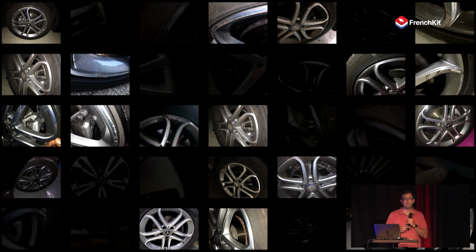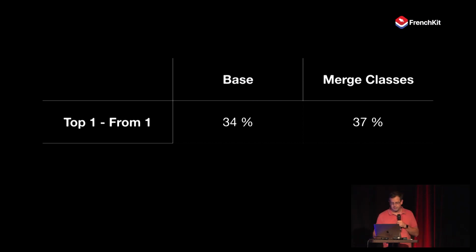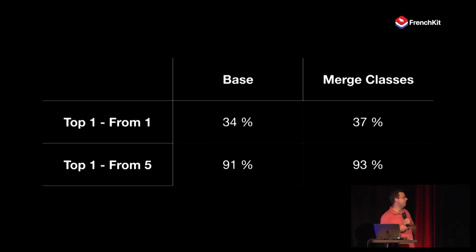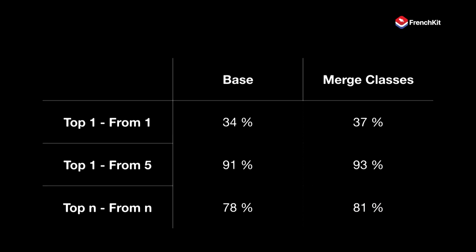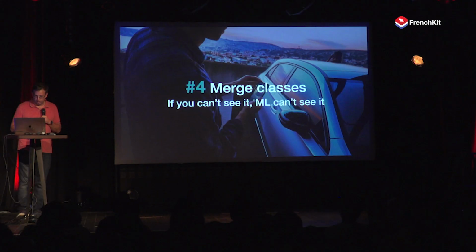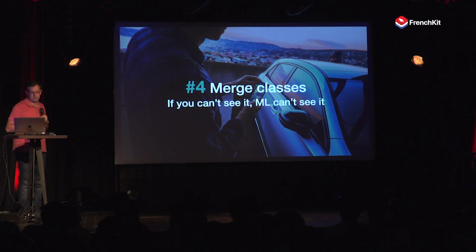It's quite impossible to detect which one is which. So when you face that, the only solution is to merge your folders, to merge your classes, to improve the result of the machine learning model. And if I do that, I improve significantly all my metrics, and my model has better results. So merge classes, and if you can't see it, machine learning can't see it.